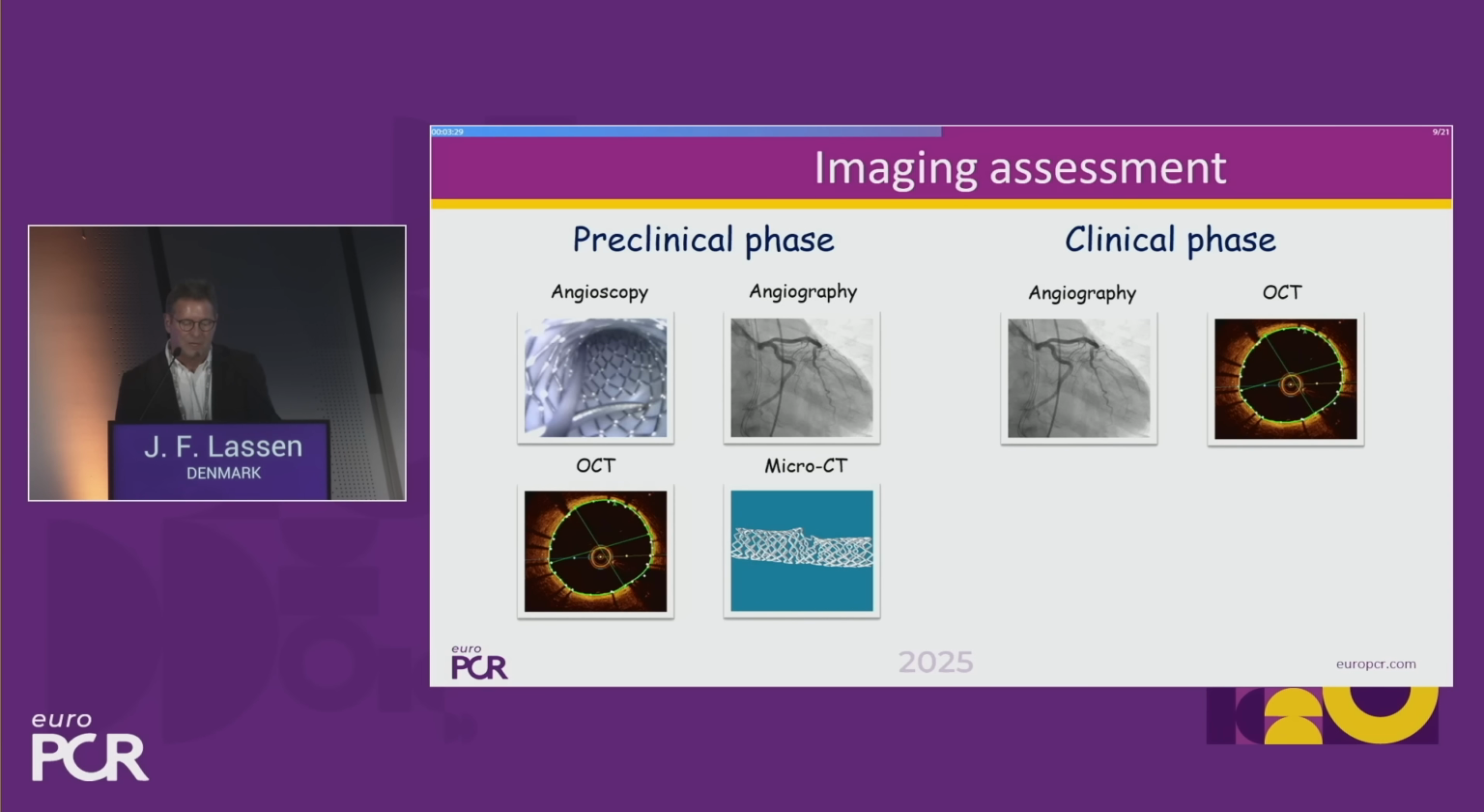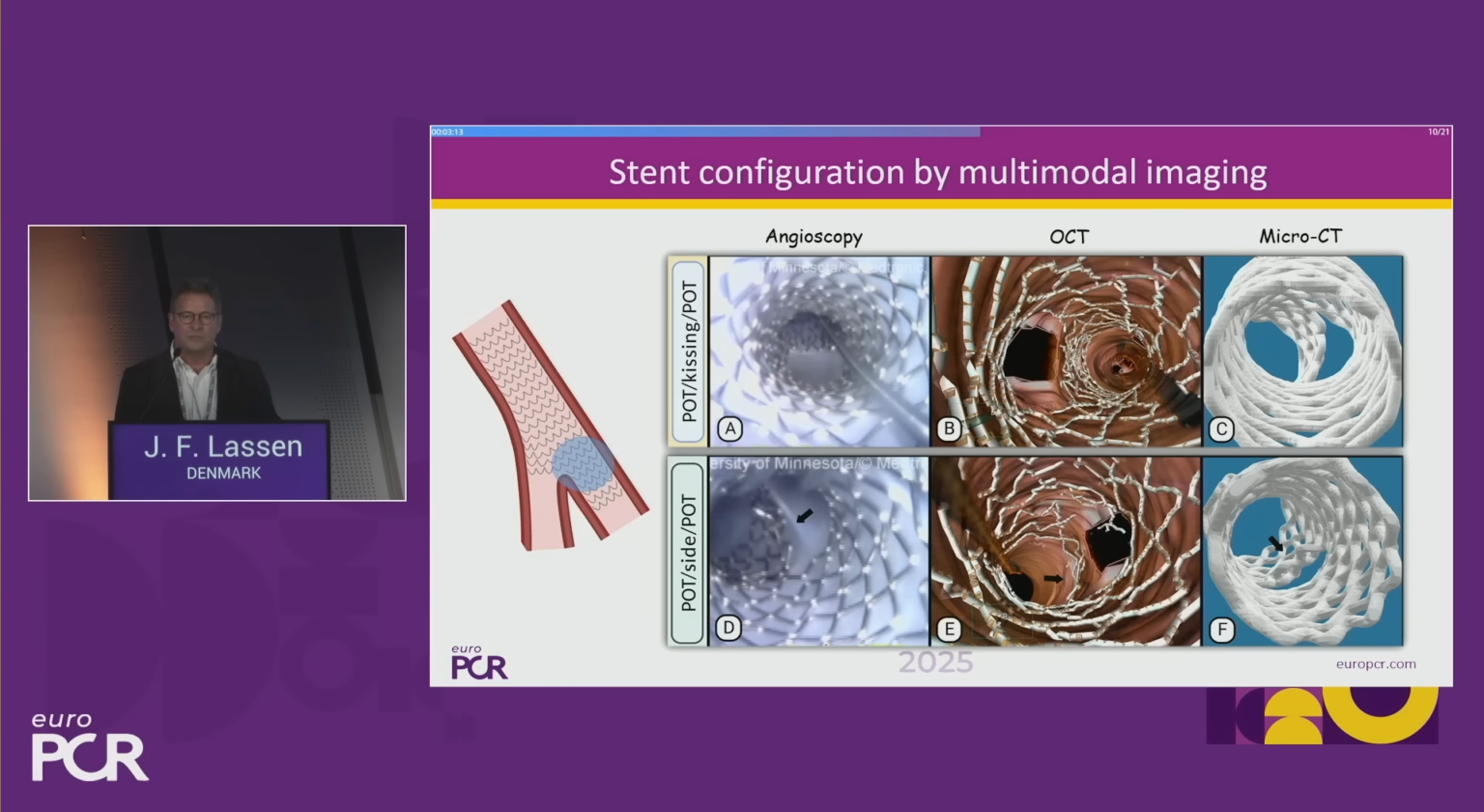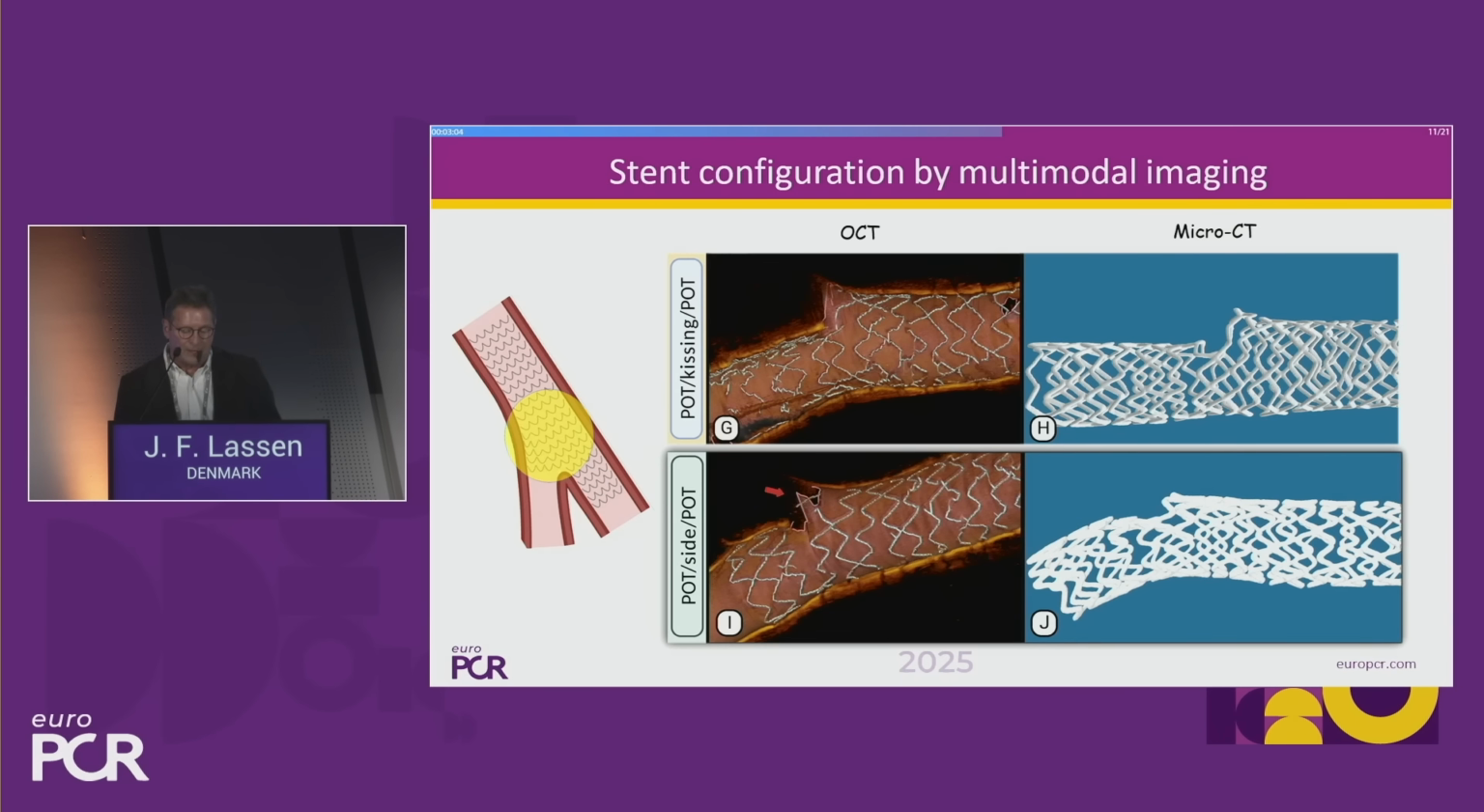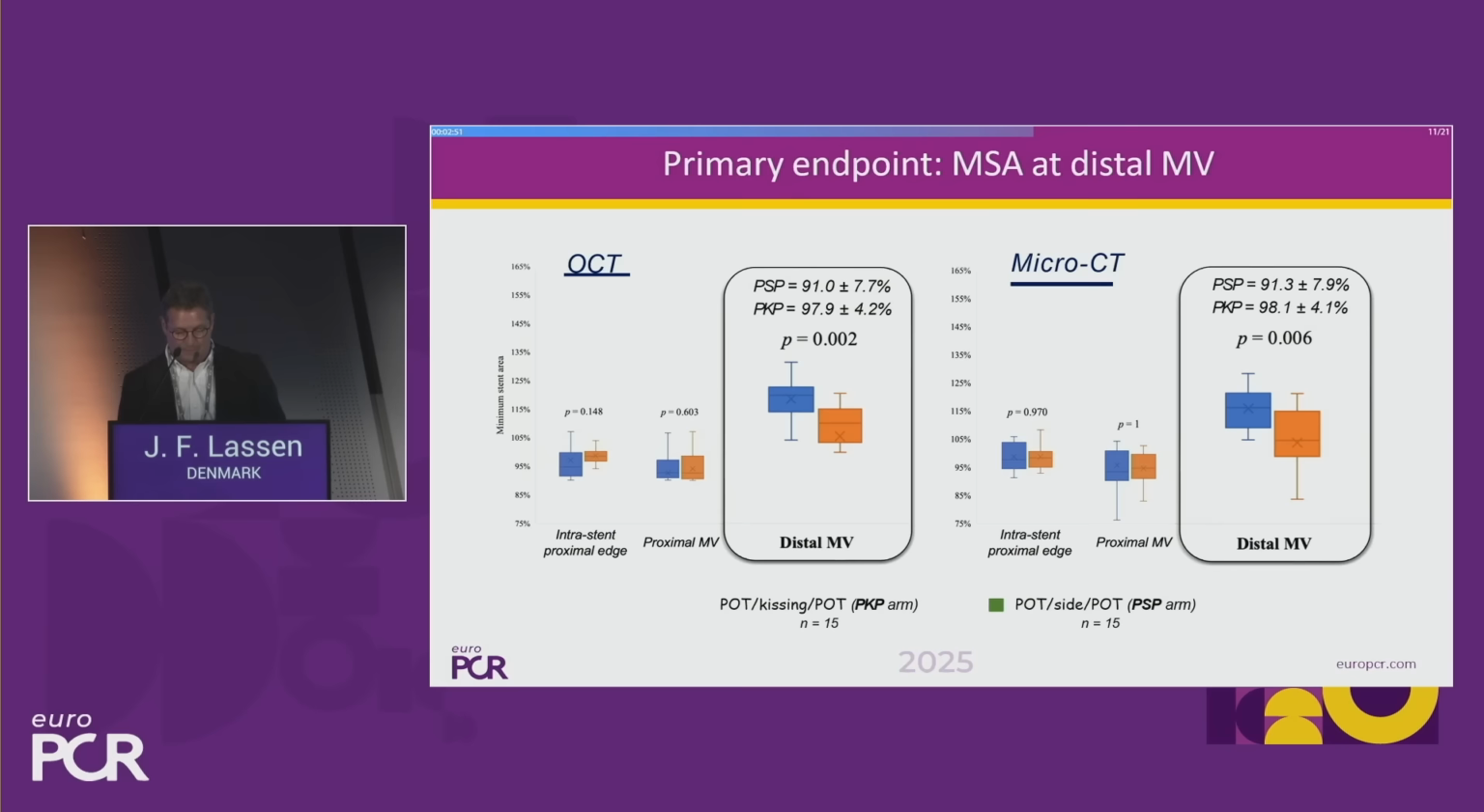In the clinical phase, we did angiography and OCT. And in the bench test, in silicone tubes, we used OCT again, which means that we have a lot of different steps of technical issues with OCT all the way through. These are some of the pictures, the 3D reconstructions, and the evaluation was done out of these. And again, you can see that on the POT-side-POT panel, the left panel, the opening to the side branch was not as open as with the POT-kiss-POT, but this was just in one procedure.